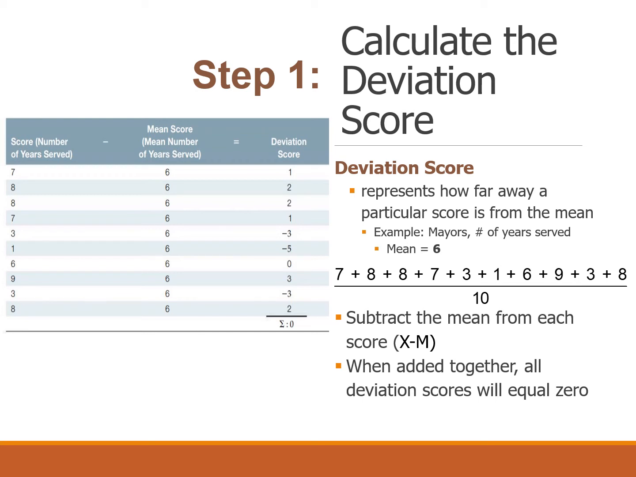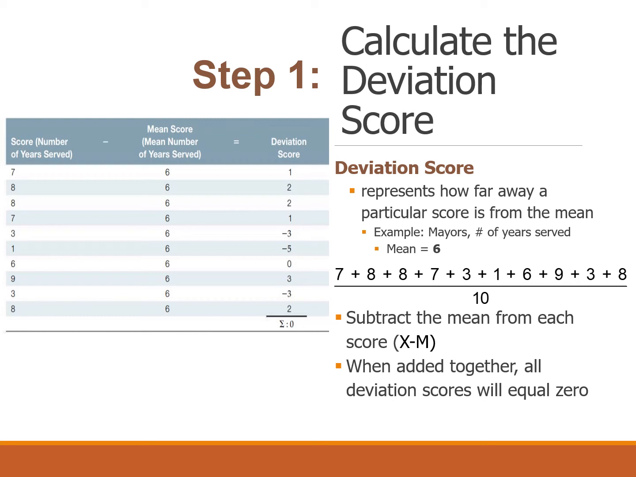So step 1, we're going to calculate the deviation score. Here we have the list of numbers of years served for our mayors, and we can put this in 2 different columns in the Excel spreadsheet. That's what I like to do. This is taken from a table in our book. We put the mean score, the mean number of years served, in this row, and we just subtract them. So see, they have a subtraction sign, and then we have the deviation score. So for each mayor, we have their deviation from the mean.